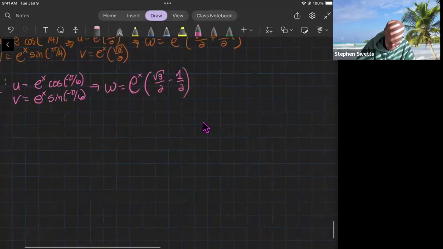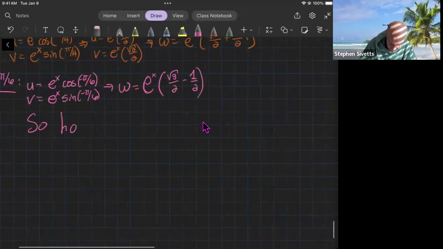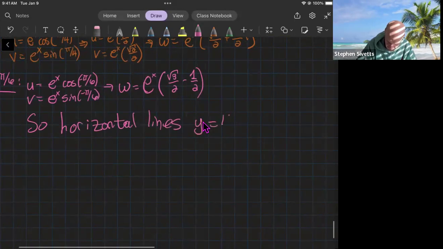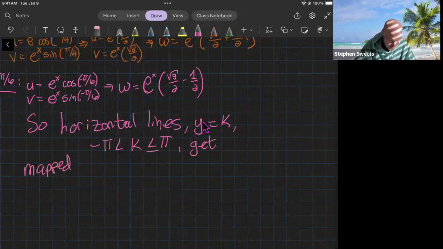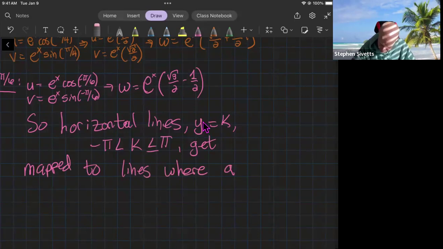So really, horizontal lines y equals k get mapped to lines where the argument of z is k.